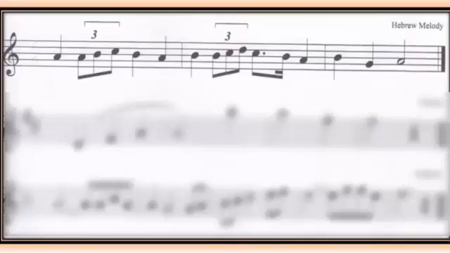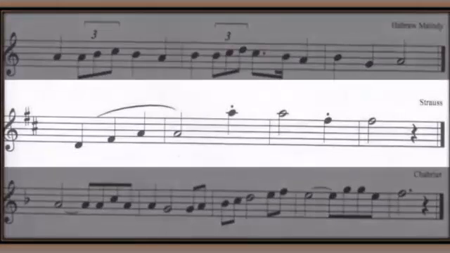1, 2, 3, 4. 1, 2, 3, 4. Can you figure out what the next one is? The second line? It's in 3/4, isn't it? I'll play it for you. 1, 2, 3, 1, 2, 3.